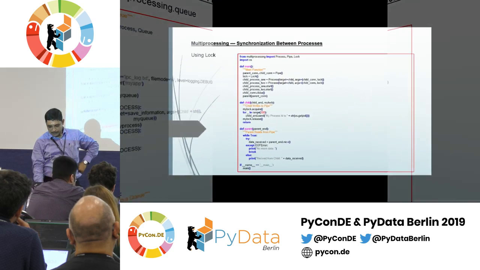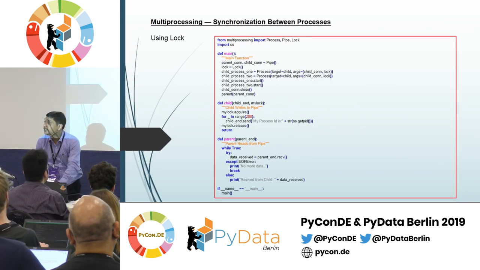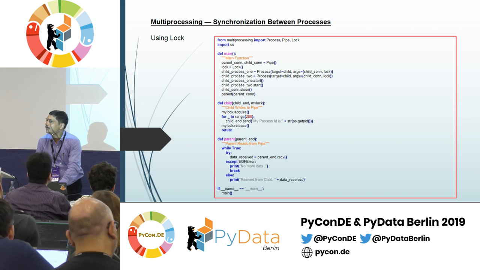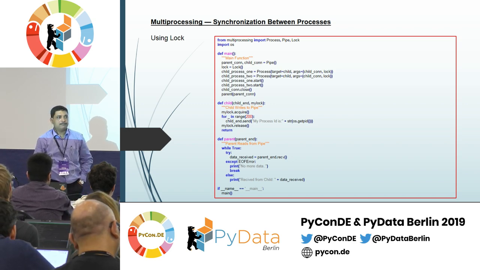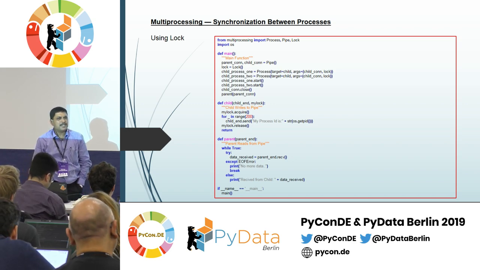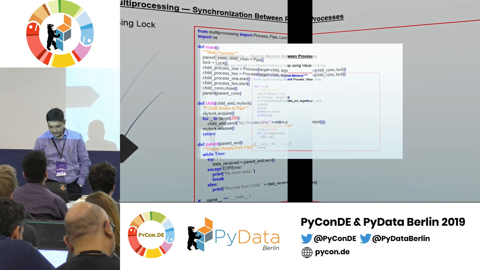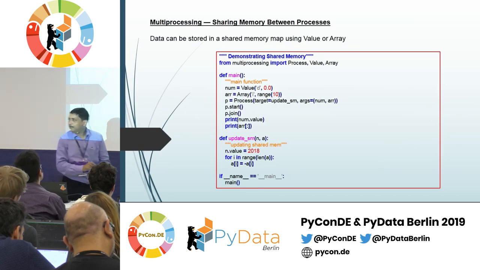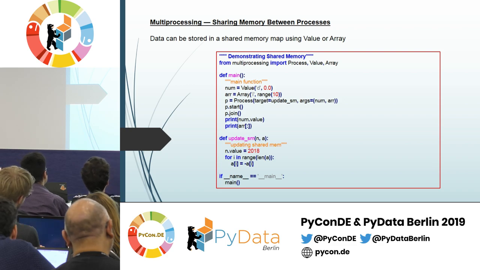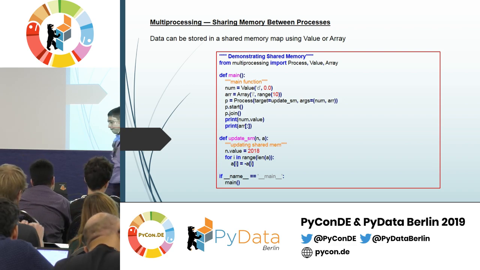That is fine. Synchronization, I have already told you about the race condition. Example of using a lock. Simple race condition, I have skipped the semaphore part. Sharing memory between processes, it's basically called shared memory.